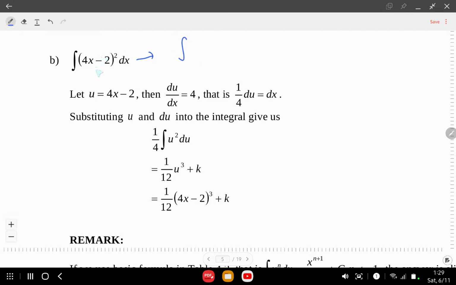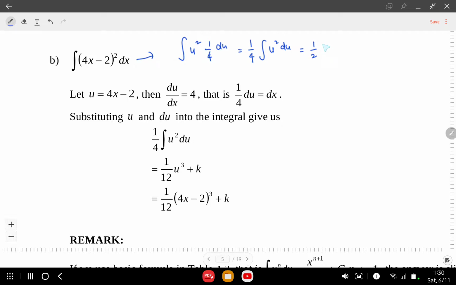Okay, so our u is 4x minus 2, meaning that here we have u square. And then our dx, du over dx, daripada sini kita akan dapat dx equals 1/4 du. So this one tukar kepada jadi u, so u square, and our dx is 1/4 du. And then our constant, we bring it outside, so we just need to integrate the variable, okay, like this.